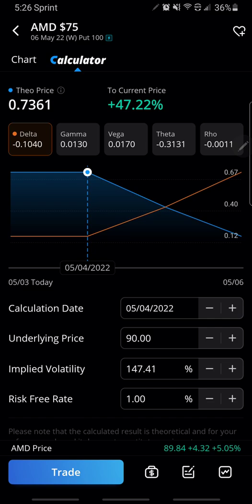So this is a summary of the Webull option calculator, where we can apply our implied volatility option trading strategy before earnings.